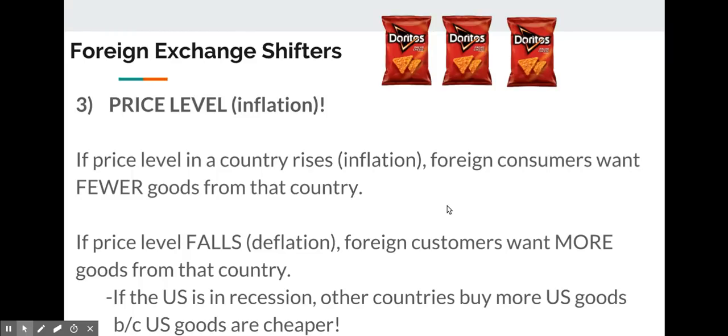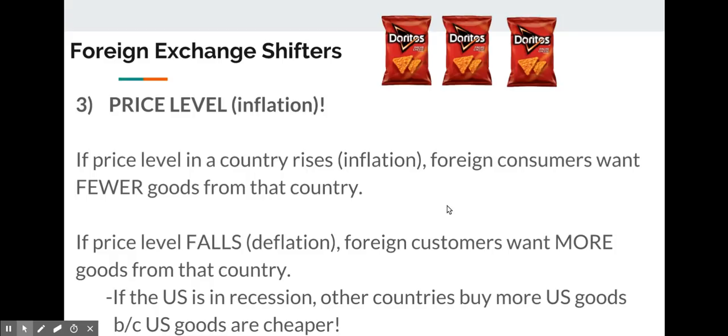If price level in a country goes up, foreign consumers do not want products from that country because they're too expensive. Pretty straightforward. If price level falls in a country, meaning goods in that country are cheaper, foreign customers want more goods. So for example, if the US gets into a recession, other countries are actually like, ooh, that could be good for us because American products are going to be cheaper. So the XN component for the US would increase because foreign consumers are going to come in to the US and buy cheap American products during our recession.